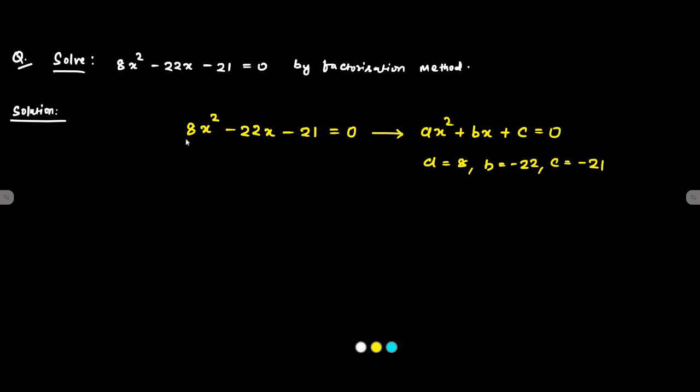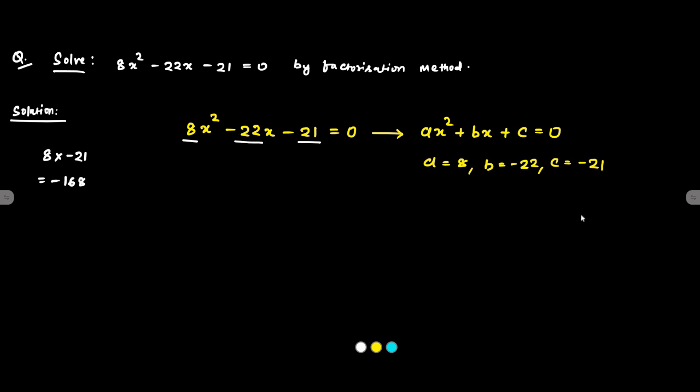So here the product of the two extreme terms, 8 and −21, 8 into −21, is equal to −168. We have to split the middle term, that is −22, in such a way that the product of the two split terms is also equal to −168. Whenever you are in doubt, especially when there are big numbers and you are not able to quickly figure out what combination should be used, always go for factorization.